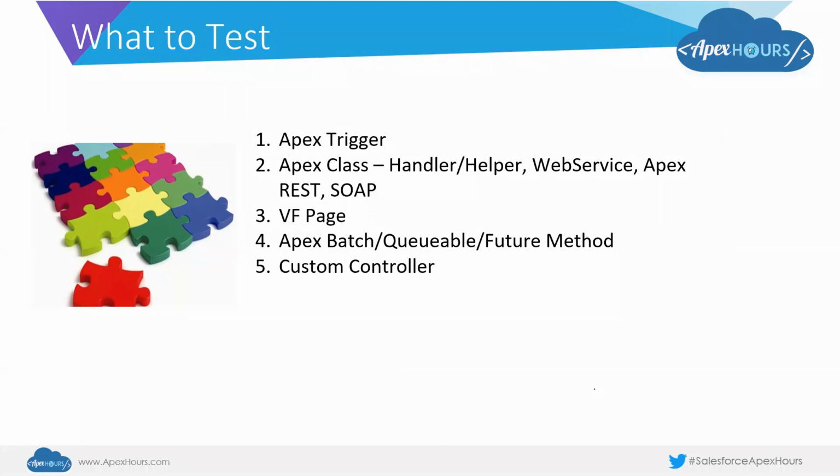So what do we need to test? We have talked about what test cases are and why we need to write them, but what are the code and components that we need to write test cases for? We have talked about Apex triggers in our previous sessions. We need to write a unit test case for that. We talked about Apex classes. It might be a handler or helper class, or a class which is making a web service callout to a third-party system, either to send data or to fetch some piece of data. That might be Apex REST or SOAP. For all Apex classes, we need to write test code.